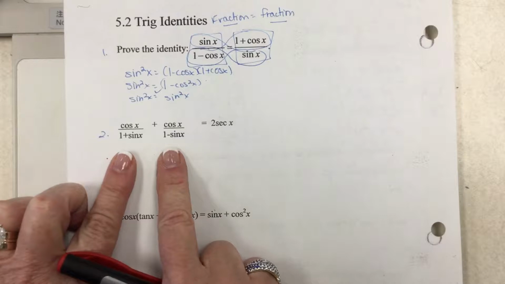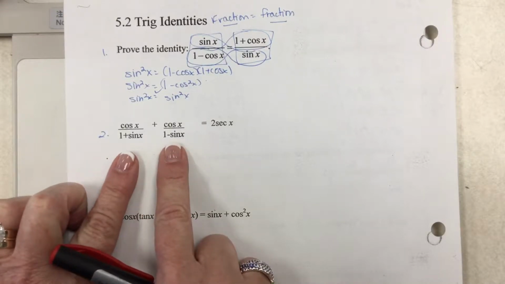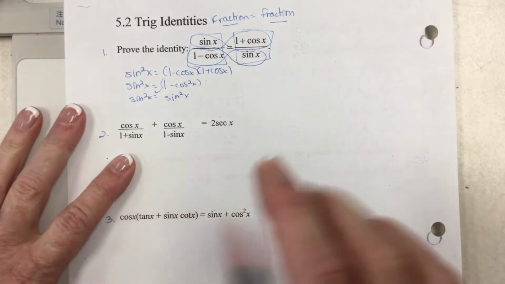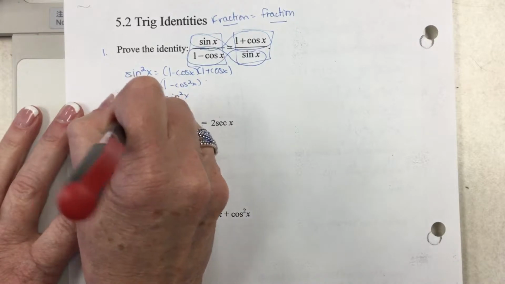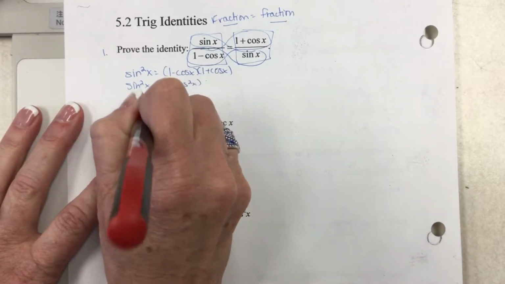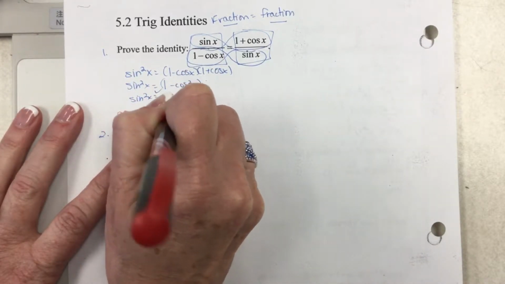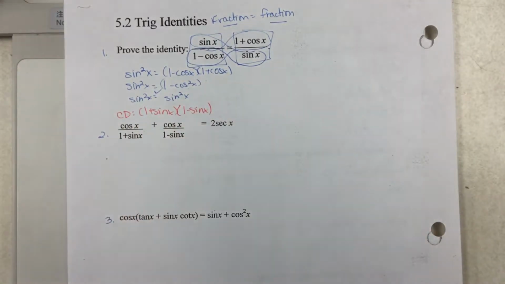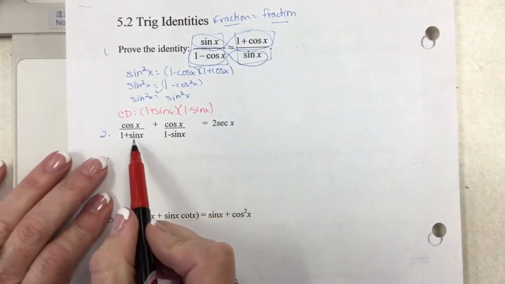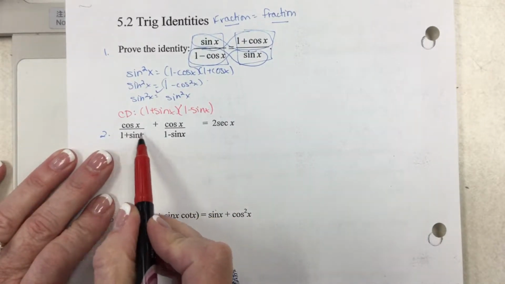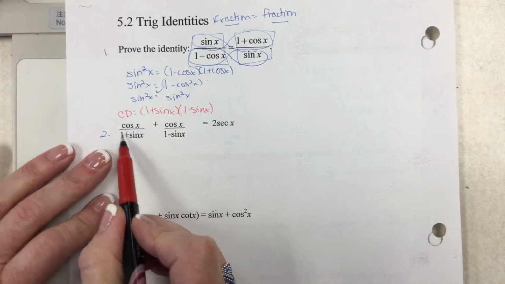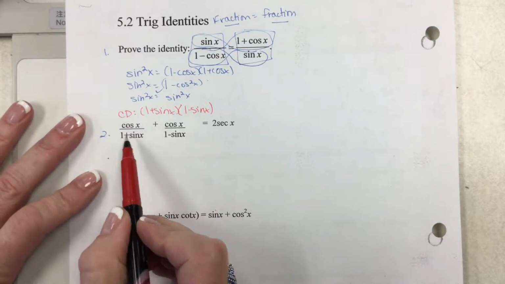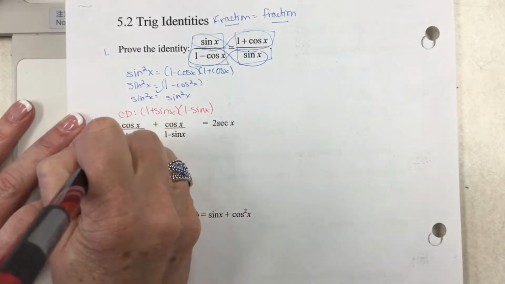I've got 2 fractions that are being added together. What should I be looking for first? And what is the common denominator? 1 plus sine, 1 minus. Perfect. So 1 plus sine x times 1 minus sine x. And in order to get the common denominator of 1 plus sine x times 1 minus sine x with this fraction, what do I have to multiply both numerator and denominator by? 1 minus sine.